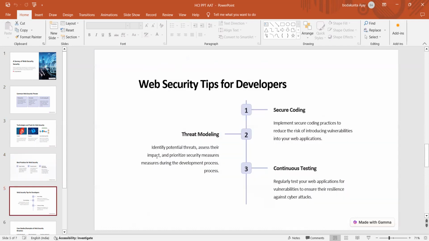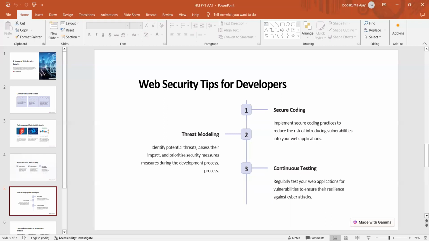So what are the web security tips for developers? The first one is secure coding. We should implement secure coding practices to reduce the risk of introducing vulnerabilities into your web applications. We have to use very secure code so that it reduces the risk of attacks on our web applications.